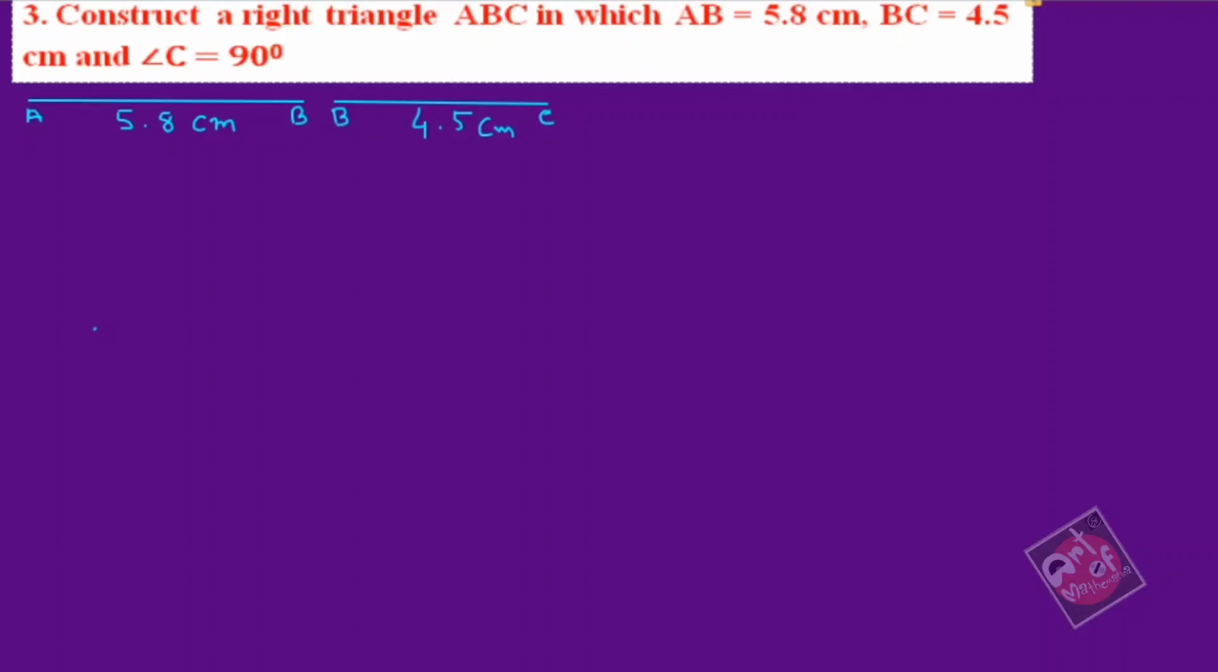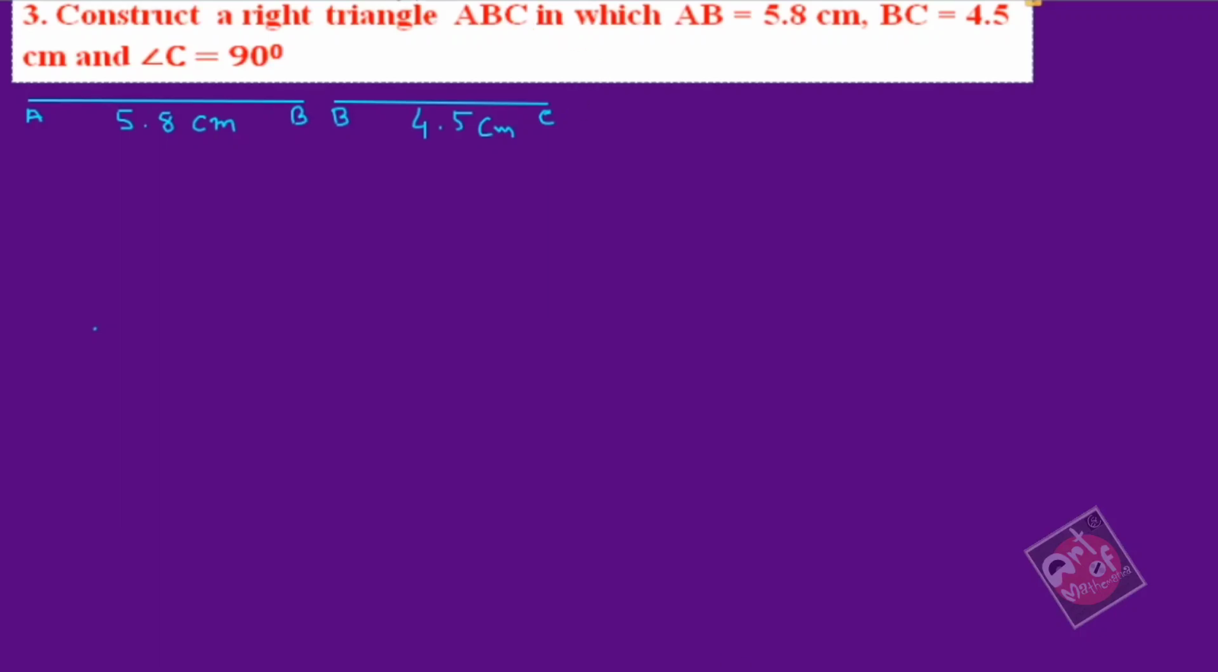Students, today we are going to do question number 3, that is worksheet 4, chapter 10, class 7. Construct a right triangle ABC in which AB equals 5.8 centimeters, BC equals 4.5 centimeters, and angle C equals 90 degrees. So at C we have to construct a 90 degree angle.